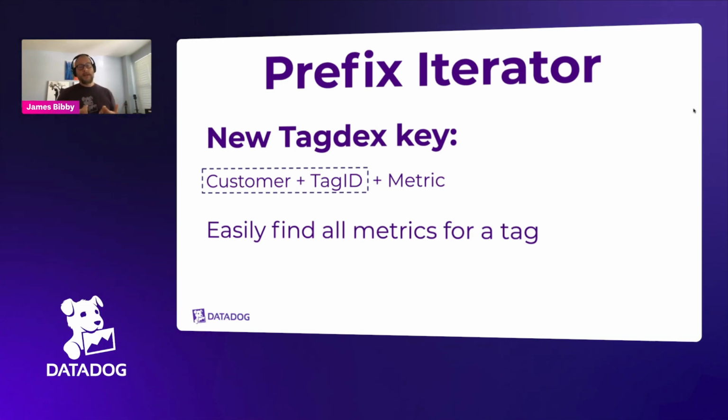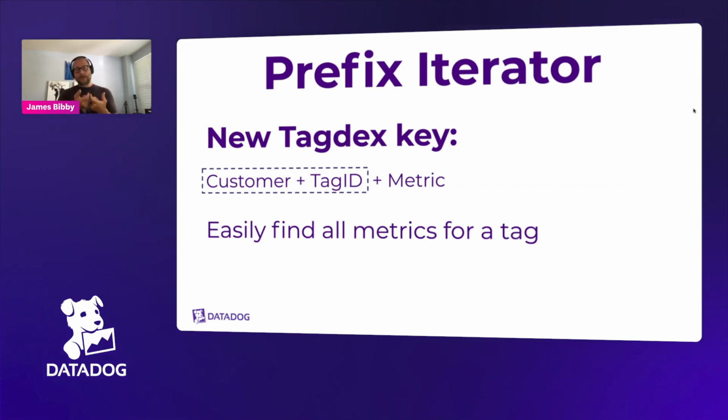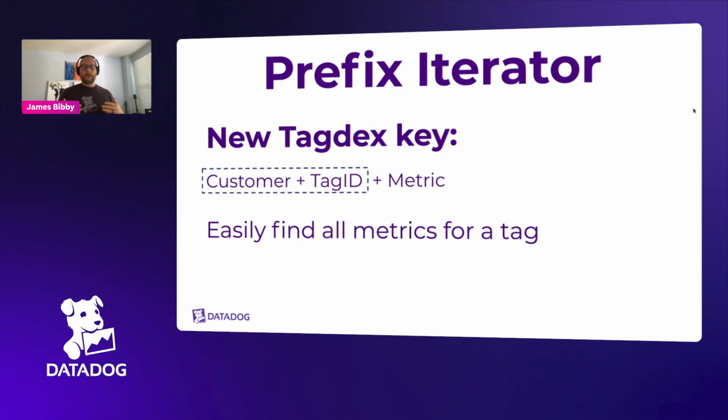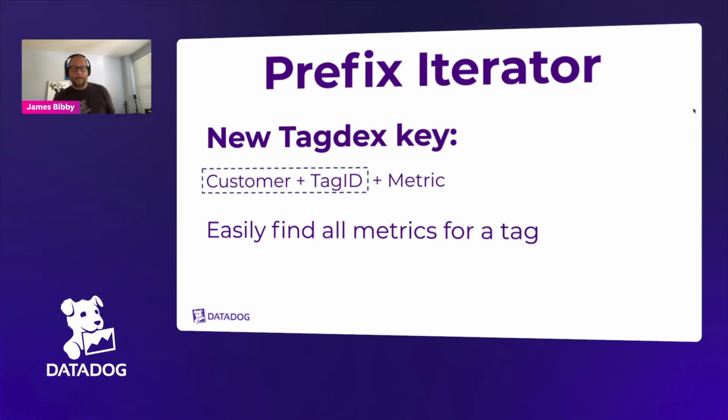So we could now just say, okay, give me a prefix iterator. I want this prefix, which is the tag ID we're interested in and the customer we're interested in. And then all we have to do is iterate over that prefix. We don't even need to read the values. We just read the last 8 bytes, which is the metric ID, and that gives us a list of all the metrics that ever submitted that tag. So we went from something that might have been 20 or 30 seconds to answer to milliseconds, thanks to the prefix iterator, and got to answer a question that a lot of customers have been asking us to answer in an easy way.